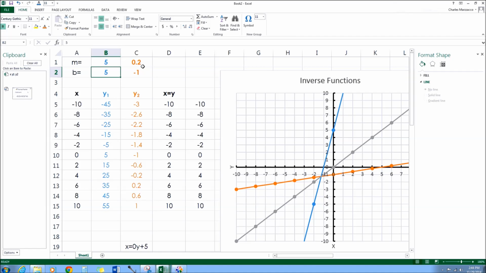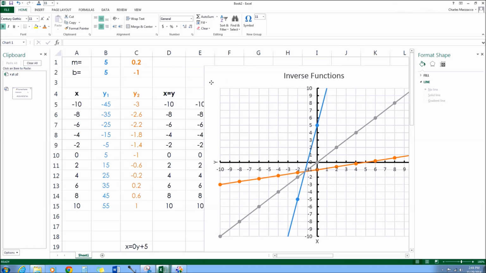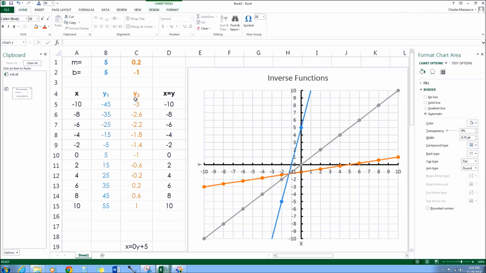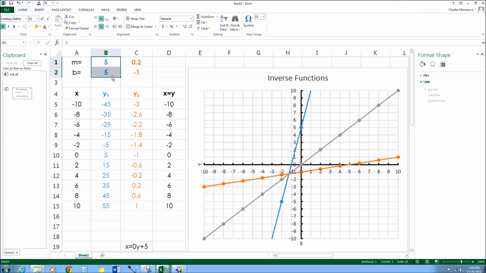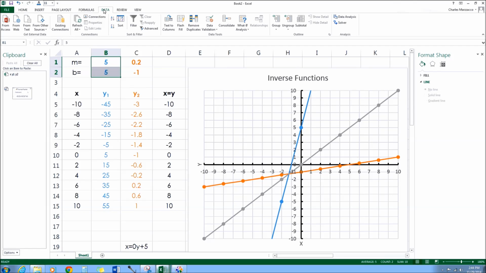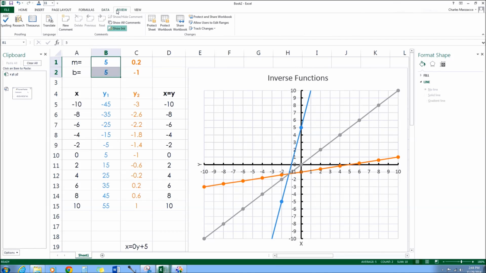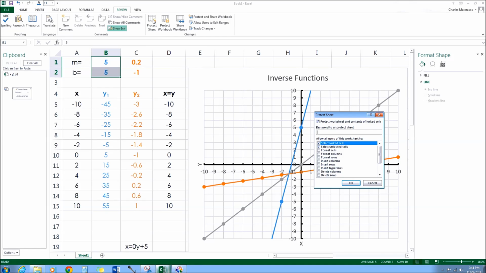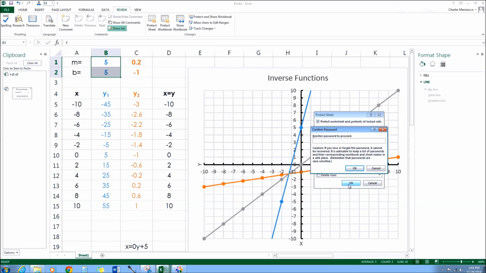Okay. So now it's finished. Now let's lock the rest, so they can only change these. We're going to show you how to lock it. Data. Do you remember how to do it? Or is it review? Review. Protect sheet. And then we enter a password, and then okay, and then we enter it again.